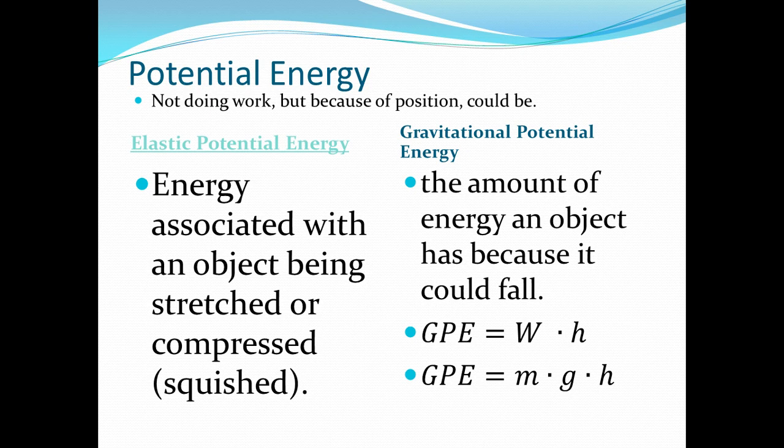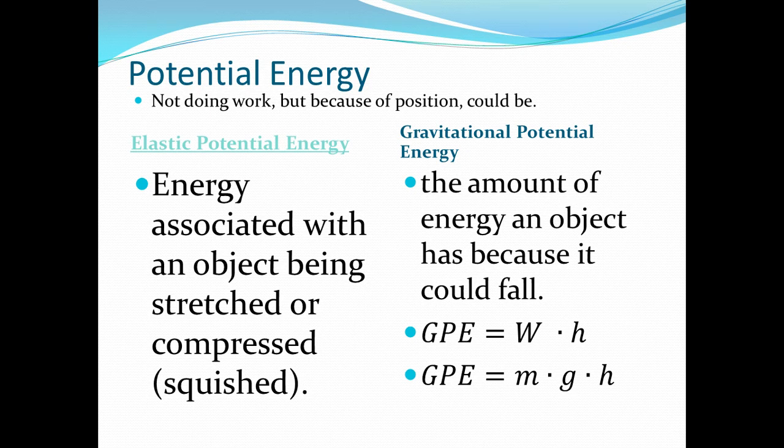On the other hand, we have gravitational potential energy. Gravitational potential energy is like when you were holding the eraser at your eye level. It had the potential to move because of its height, but it wasn't moving until you dropped it. The amount of energy that the object has because it could fall is gravitational potential energy. And it's going to depend on a couple things. It's going to depend on the mass of the object, and it's going to depend on the height that the object is at.